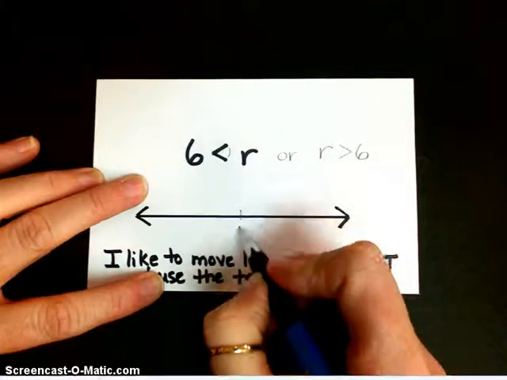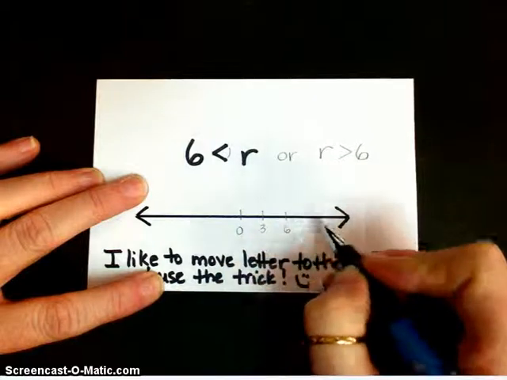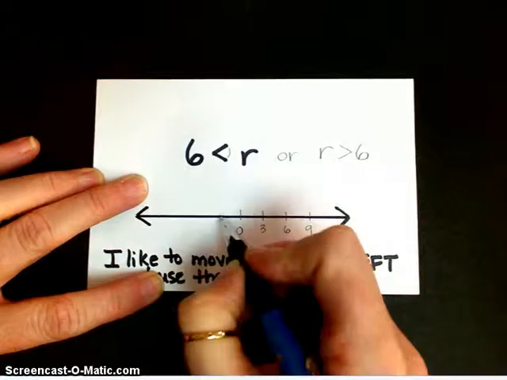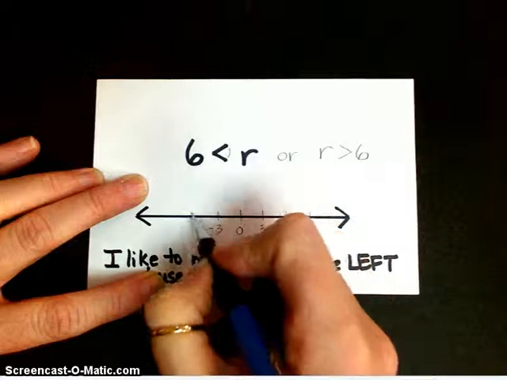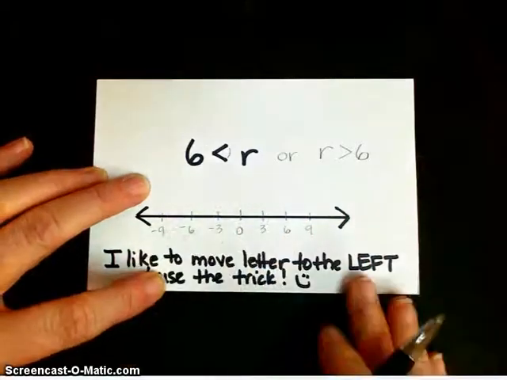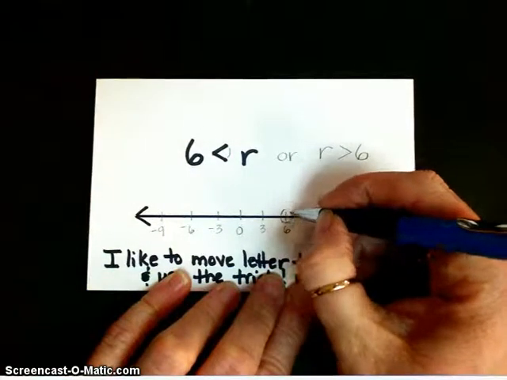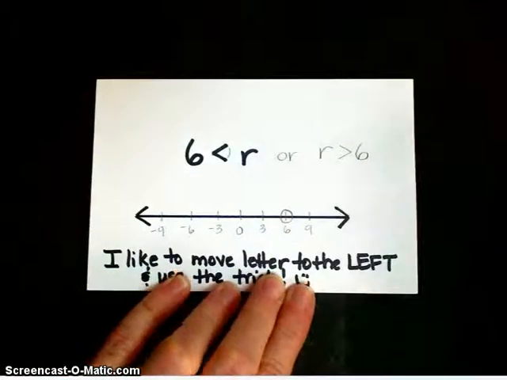Let's see where 6 would be. If this is 0, this is 3, this is 6, and this is 9. This is negative 3, and negative 6, and negative 9. Since the number in play is 6, I'm going to put my donut hole right there at 6.